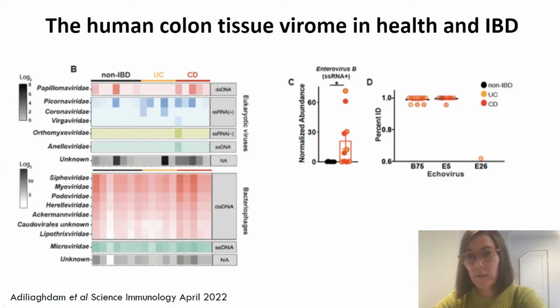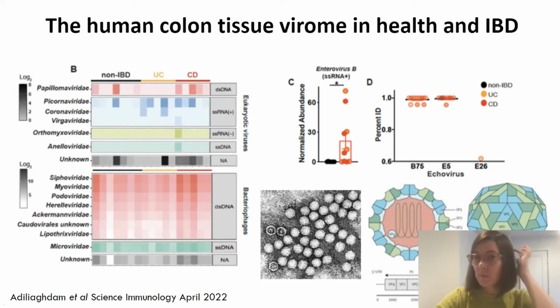What was immediately obvious was that all patients with IBD, either ulcerative colitis or Crohn's disease, had a significant elevation in enterovirus B viruses. Now, this was missed in previous fecal metagenomic studies, which really emphasized how the virome can be different depending on which area of the intestine you look at. Here we mapped our reads back to annotated viruses, and we could see that the vast majority of these reads were coming from the echovirus 5 family, 100% identity, or this B75 family, or a lower identity to this E26 enterovirus B family.